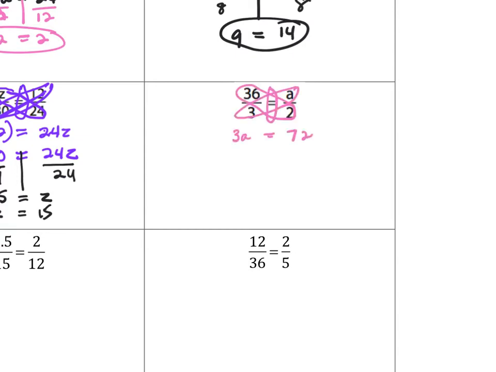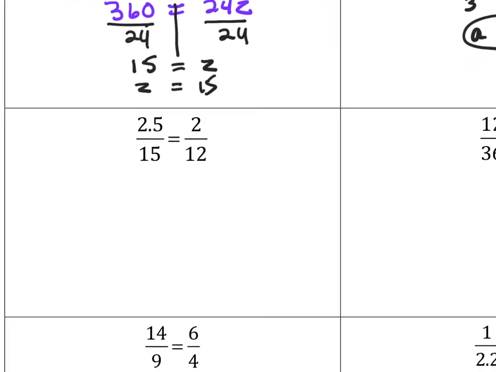Once again, a very common error is to think that 72 is the answer. That is one of the cross products, but we still have to divide by 3 because we want to know what A equals, and A equals 24. Let's look at the next set of proportions now.